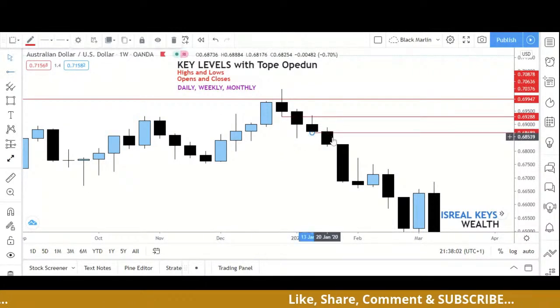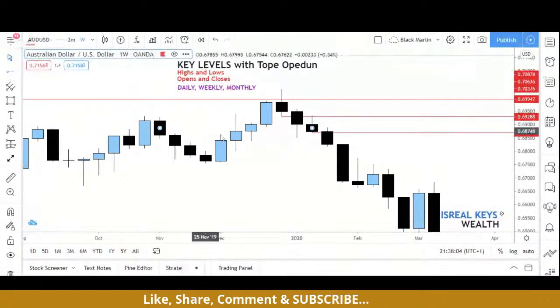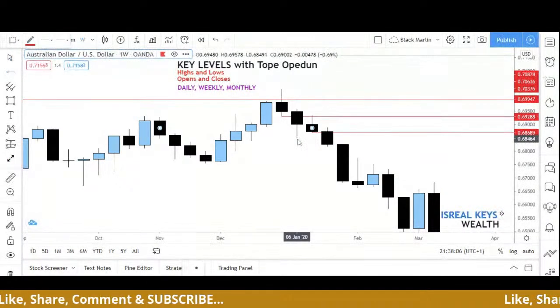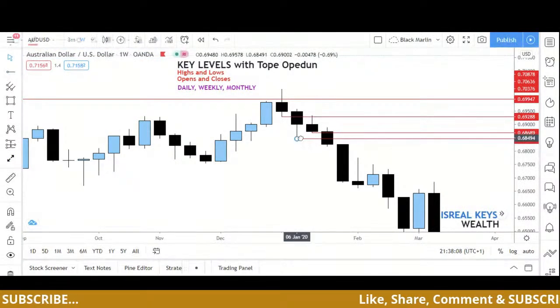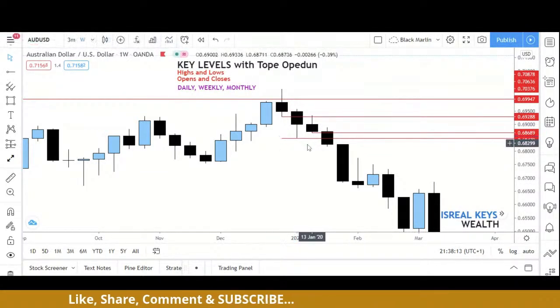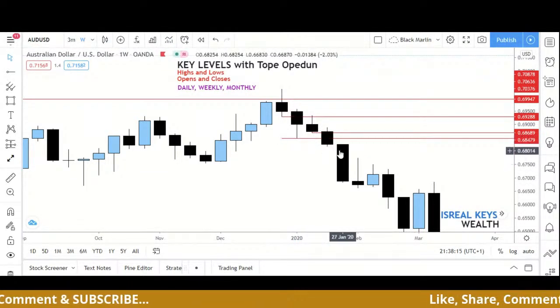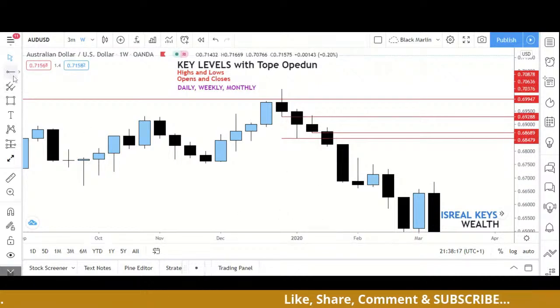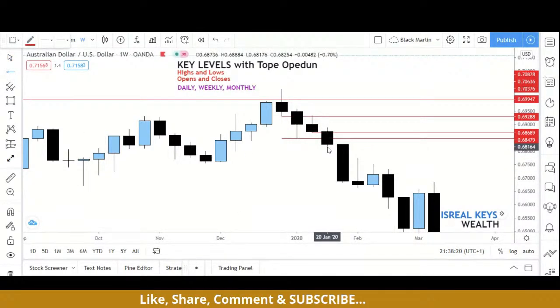So that'll be a key level there, and then this low over here will be a key level. If price gets to that level, we will be looking for some sort of reaction. And as you can see, price closed aggressively down again. So we have this key level.